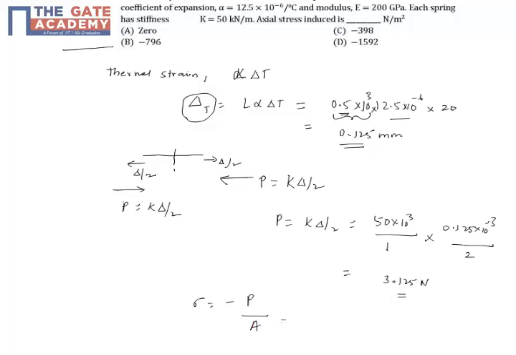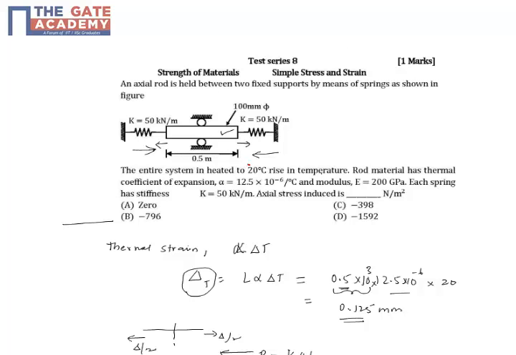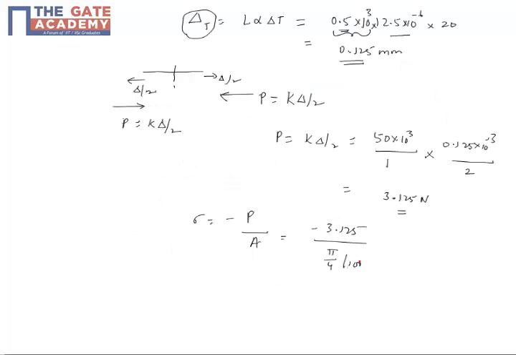Now the stress will be compressive, because this load is minus P on both sides, so minus P by area, and minus P is minus 3.125 by area. Area is pi by 4 times the diameter squared. The diameter is 100 mm, so it would be Newton per mm square, but what is asked is Newton per meter square. So let's write here minus 3.125, and because it's asked in Newton per meter square, use pi by 4 times the diameter in meters, 0.1 whole square.